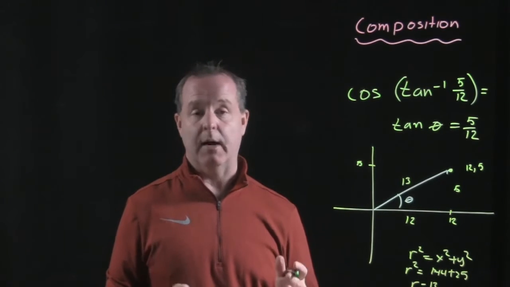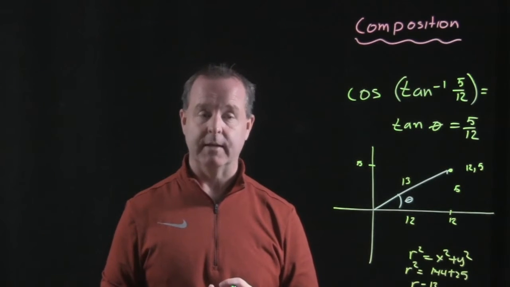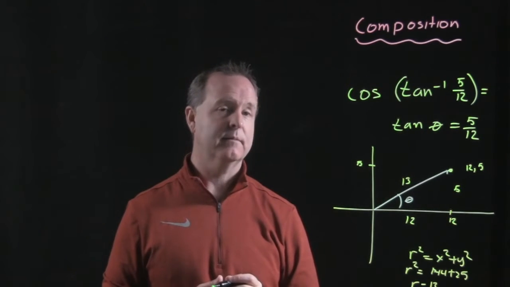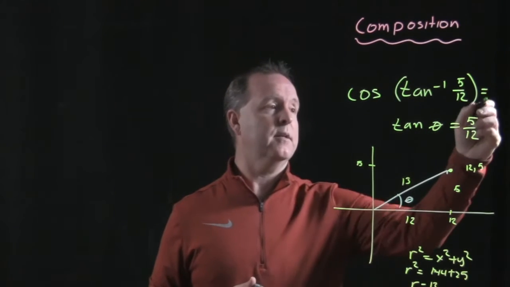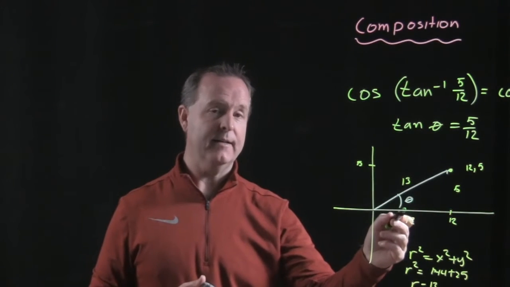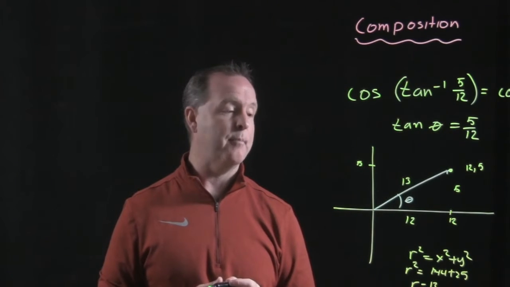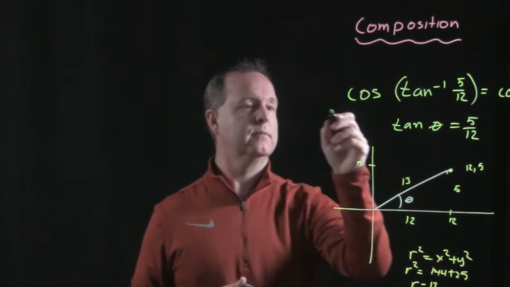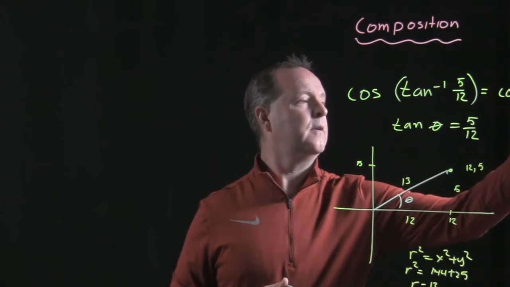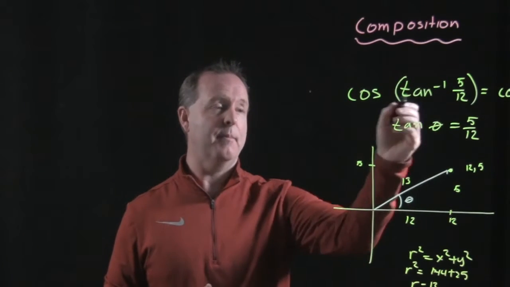Basically, what I was able to do is I was able to develop a triangle to help me find some exact values here. The cosine of the inverse tangent of 5/12. I'm asking basically, what is the cosine of theta now? And the cosine of theta, cosine was, what was it? It was adjacent over hypotenuse, which would equal 12/13. And there we were able to find the exact value of this composition function.